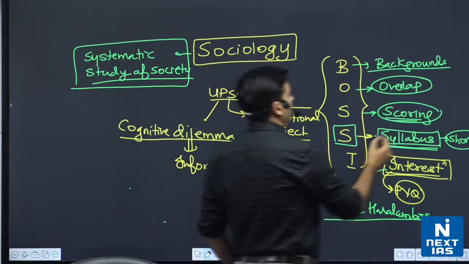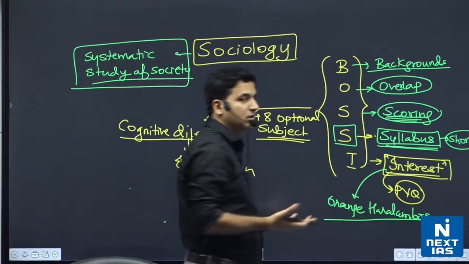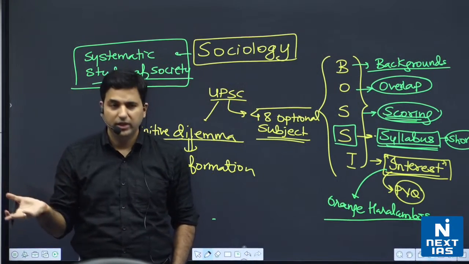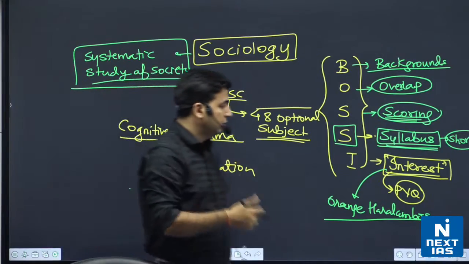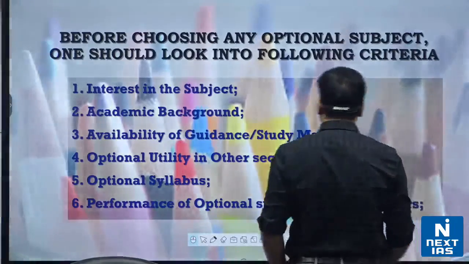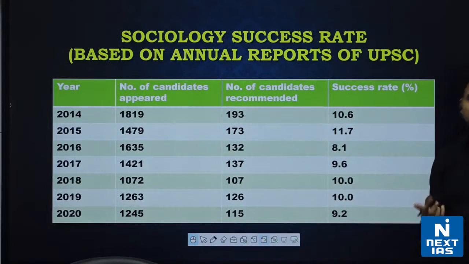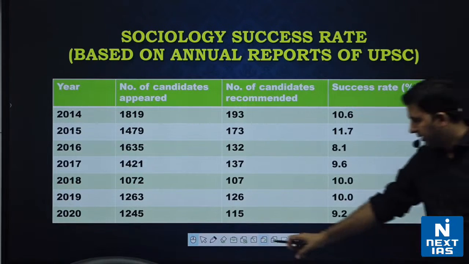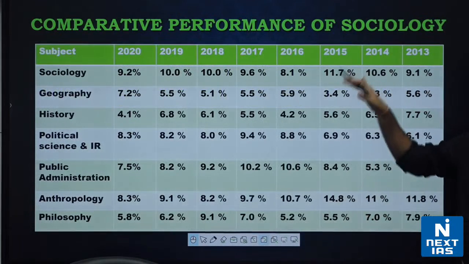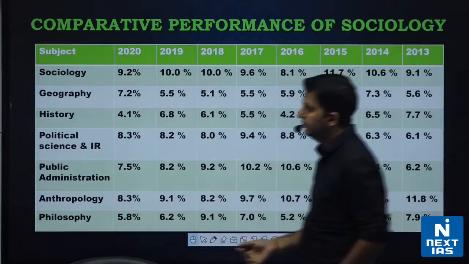Then the third part is: I took a subject, but what if there is no scoring in this subject? So I'll show you the slide in which we can understand that it is one of the most scoring subjects, and if you take a comparative perspective, the maximum number of candidates selected in any optional subject is in sociology.